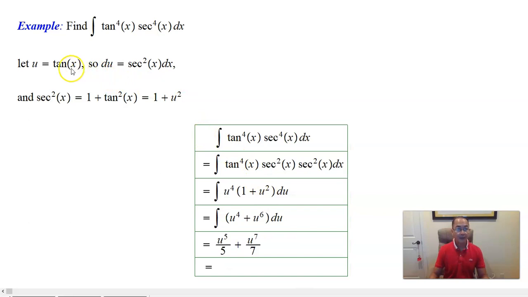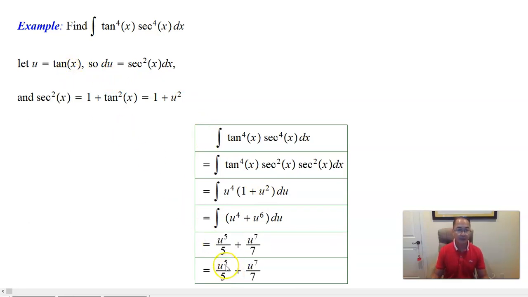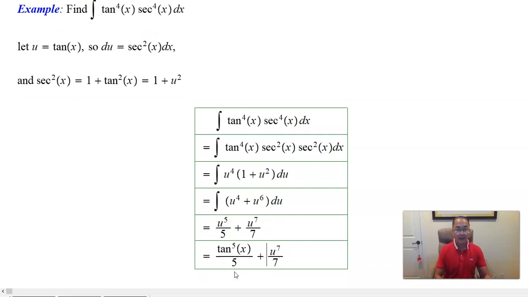And bring back our u. U is tangent of x. So it's just tangent of x to the fifth power, tangent to the seventh power.